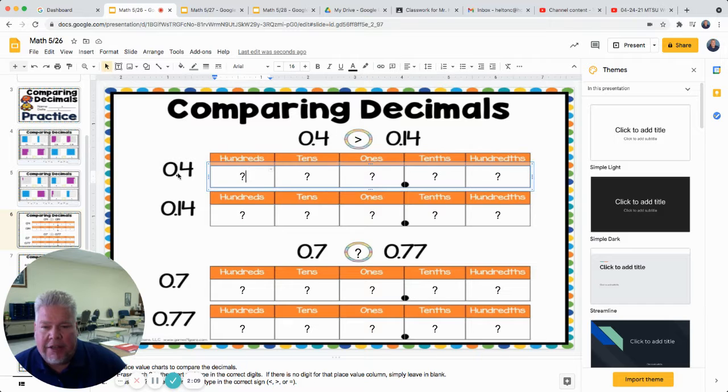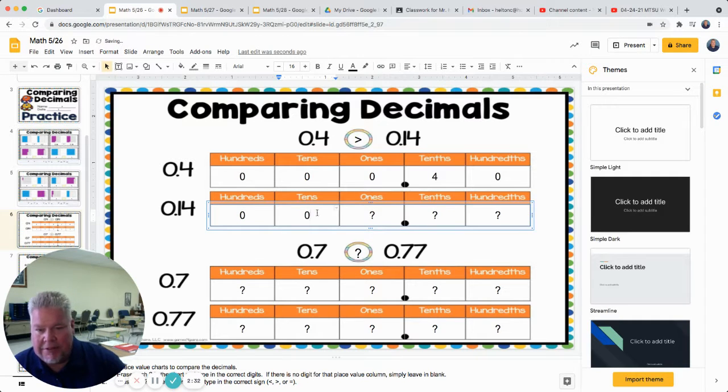Okay, as we look here, how many hundreds are in 4 tenths? There's 0. How many tens are there? 0 tens. How many ones are there? 0 ones. How many tenths are there? There are 4 tenths. How many hundredths are there? There's 0. How many hundreds are there in 14 hundredths? 0. How many tens? None. How many ones? None. How many tenths? 1. And how many hundredths? 4. Look at our place value chart. We see there's 4 tenths and 1 tenth. 4 tenths is bigger. Okay. Do the same thing on the next one right there. Don't forget to put your sign in there.